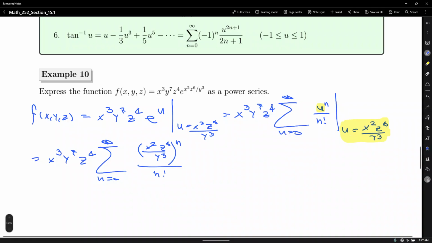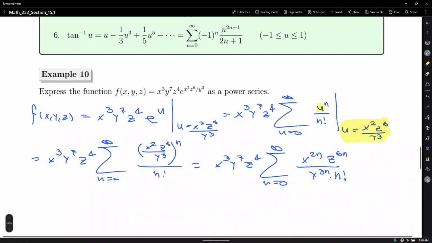Okay? So, what is this? X cubed, y to the 7th, z to the 4th, sigma n equals 0 to infinity. X squared to the n, that's x to the 2n. Z to the 6th to the n, that's z to the 6n. Divided by y to the 3n times n factorial so far.